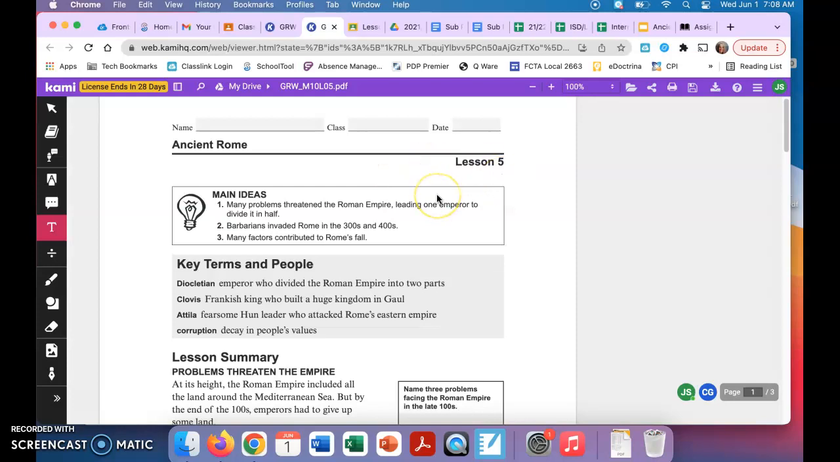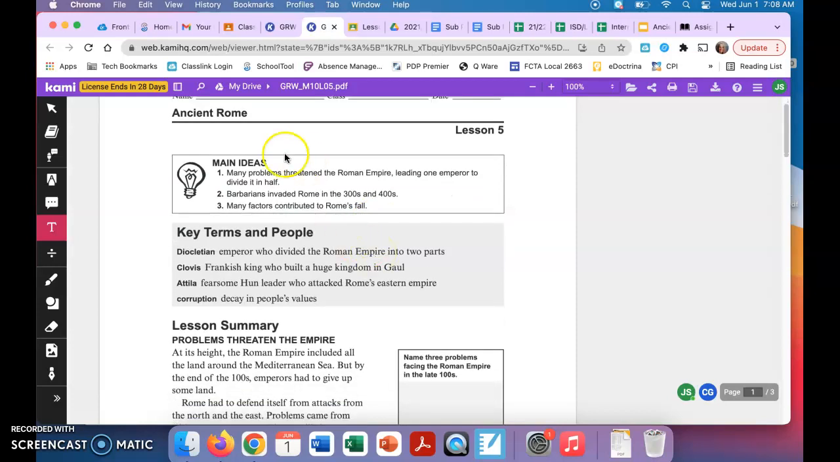Welcome to Lesson 5, Ancient Rome Workbook, and we're going to begin with our main ideas here at the top. Number 1, many problems threaten the Roman Empire, leading one emperor to divide it in half. Number 2, barbarians invaded Rome in the 300s and 400s. And then number 3, many factors contributed to Rome's fall.